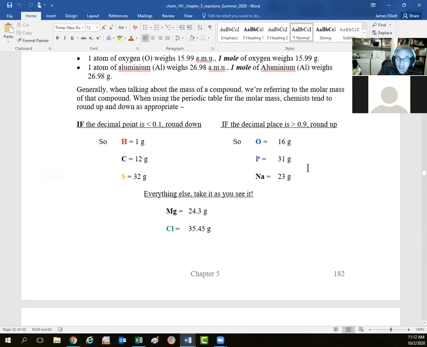And then the annoying ones which are in the middle, we consider that rounding down or rounding up to be too much of an error in our calculation. So magnesium, normally quoted at 24.3, and we'll leave it as 24.3. Chlorine, quite often quoted as 35.45, and so we'll treat it as 35.45. So those ones with decimal places between 0.1 and 0.9, we just leave them as is.